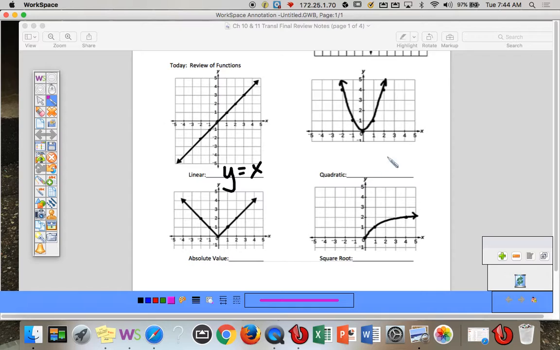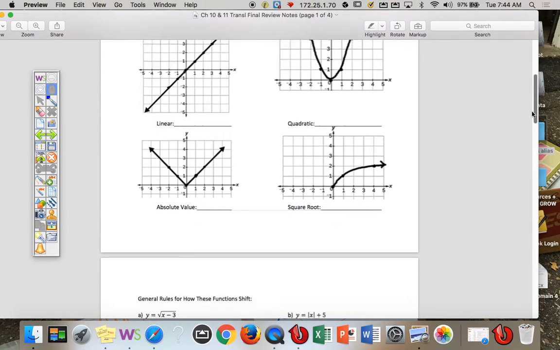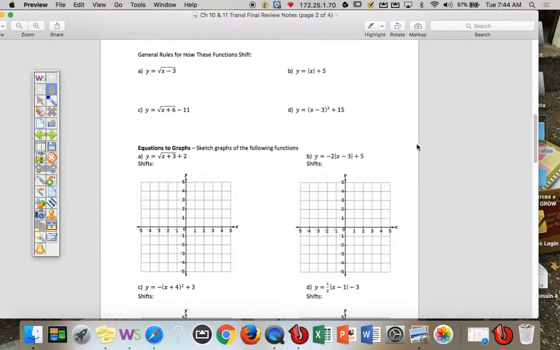If it's quadratic, that's when we have x squared as the highest power. Absolute value is when we have those lines here. It's distance from 0. And again, we just looked at the square root function, y equals the square root of x. So these are the different parent functions that we looked at in Chapter 10, and we looked at shifting them up, down, left, and right. And also we looked at the slope or how they reflect.